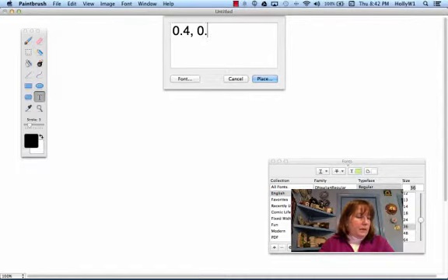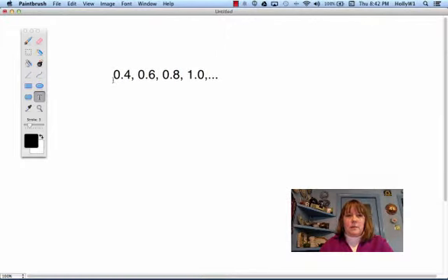Let's take 4/10, 6/10, 8/10, and 1. So let's take that sequence. To get from 4/10 to 6/10, we add 2/10. To get from 6/10 to 8/10, we add another 2/10. And from 8/10 to 1, we add another 2/10.